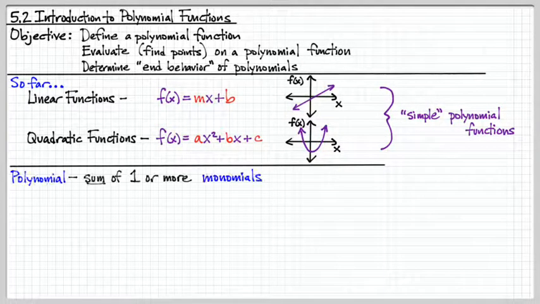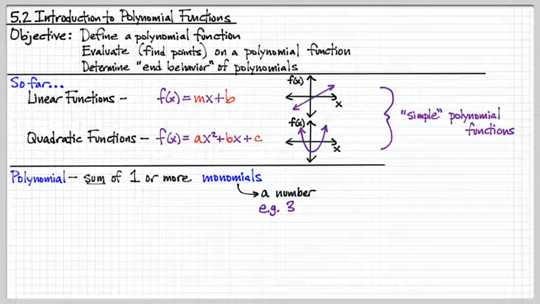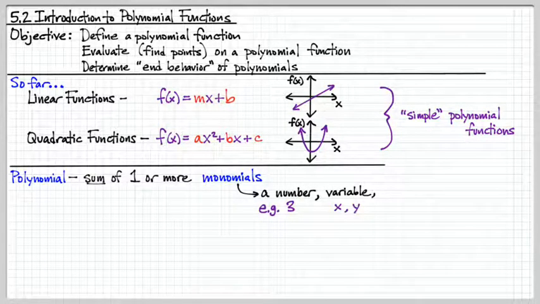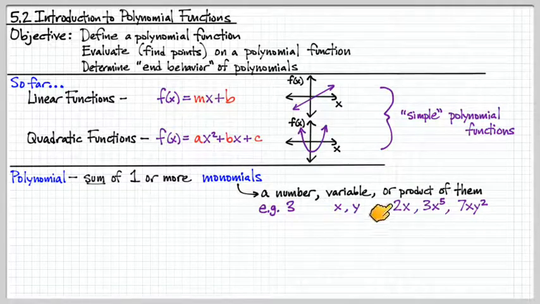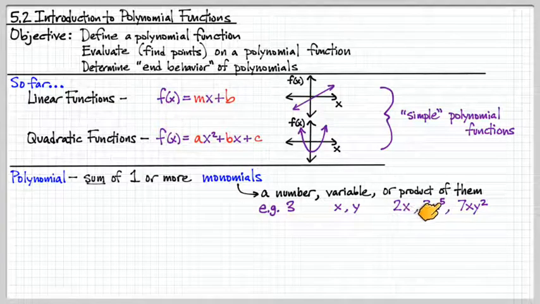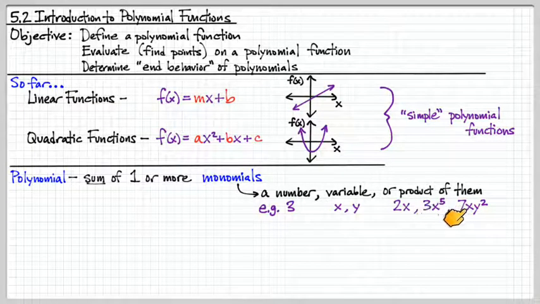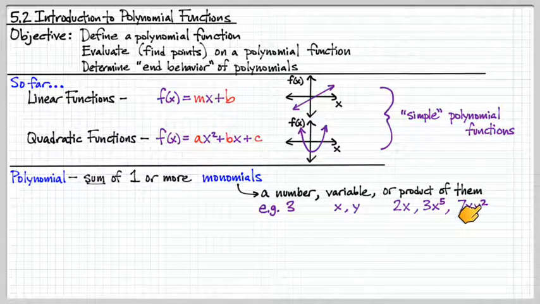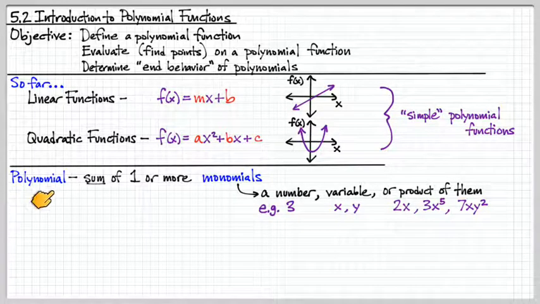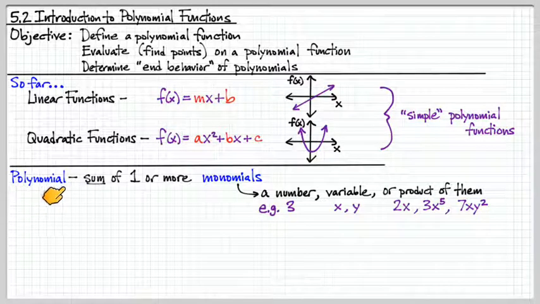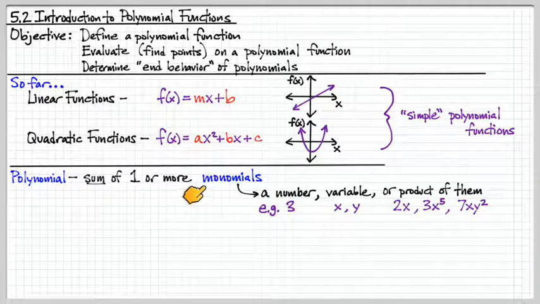Now, let's define what a polynomial is. A polynomial is the sum of one or more monomials. And a monomial is a number, or it can be a variable, or more typically it's the product of a number and a bunch of variables. So like 3x to the 5th power is a monomial. 7 times x times y squared, that's another monomial. Monomial means one, and poly means many, so that's why we have a polynomial as the sum of one or more monomials.